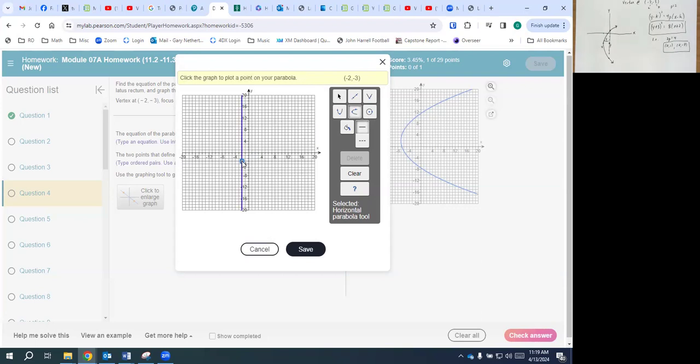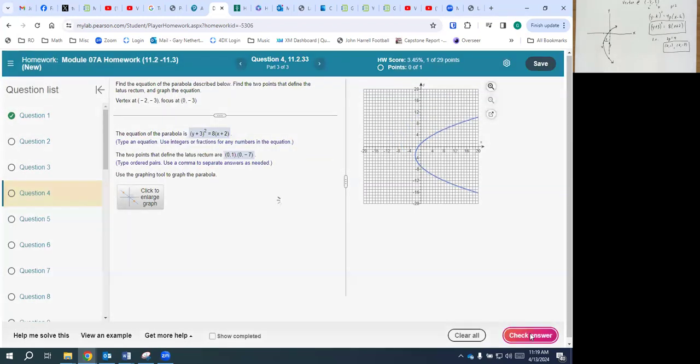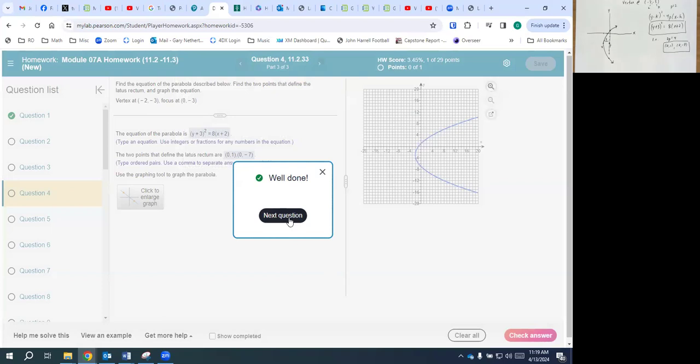I'm going to go to one point of my latus rectum. How about 0, 1? I check at the top. Yep, that's 0, 1. So now this should be the correct parabola. And I go check it, and it is.